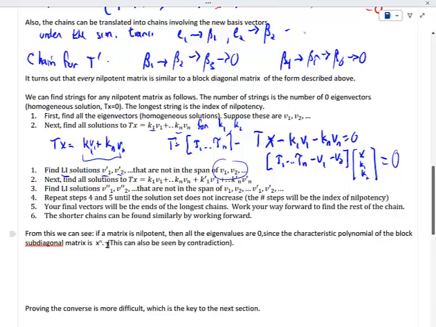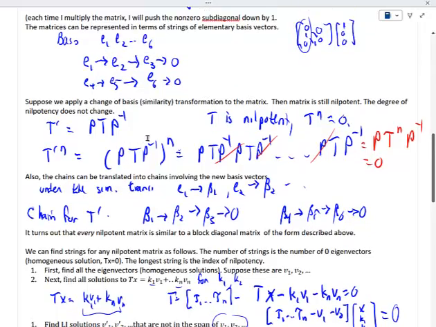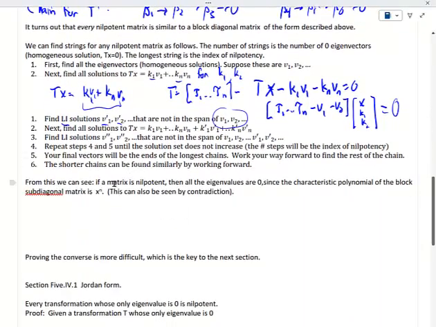This can also be seen by contradiction. If you had a non-zero eigenvalue, there's no way the matrix could be nilpotent, because if you keep applying the matrix to that eigenvector, you will continue to get a non-zero result. So there are two ways to see this: if a matrix is nilpotent, all the eigenvalues are 0. This is a very special kind of matrix.